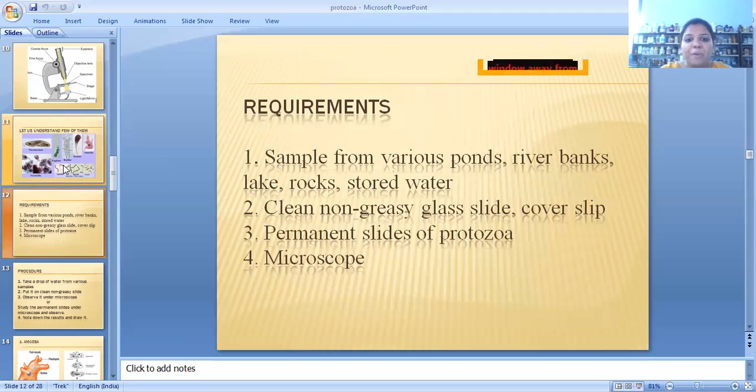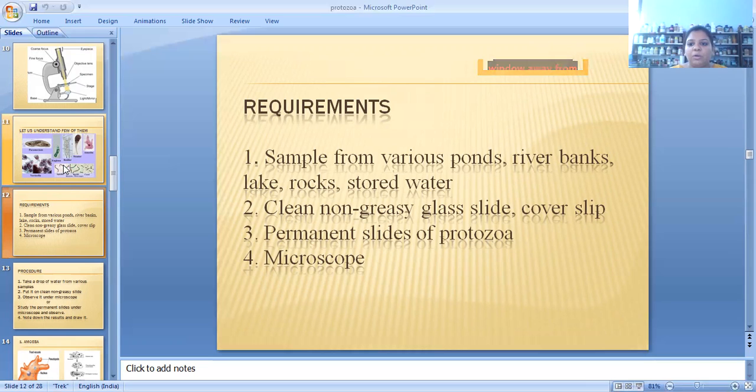Now, for performing this practical, what all things do you require? You require first of all the sample which contains protozoa. So from where can you get the sample? The sample can be from various sources like rivers, lakes, ponds, rocks, or stored water.